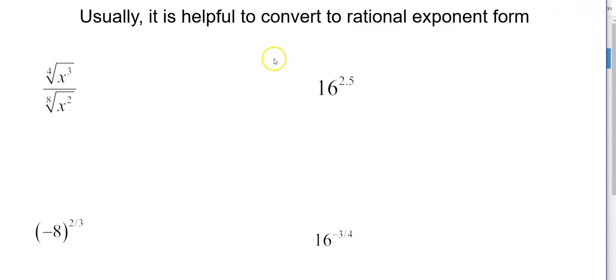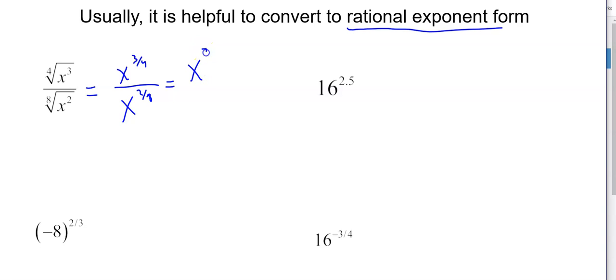Many times on a tough problem, it's going to be really helpful to convert to rational exponent form. So instead of writing it in radical form like it is now, let's start by converting it. This would be x to the 3/4 over x to the 2/8, and I really want the same denominator there. So I'm going to write x to the 3/4 and simplify this a little bit. Let's say that's x to the 1/4 there.